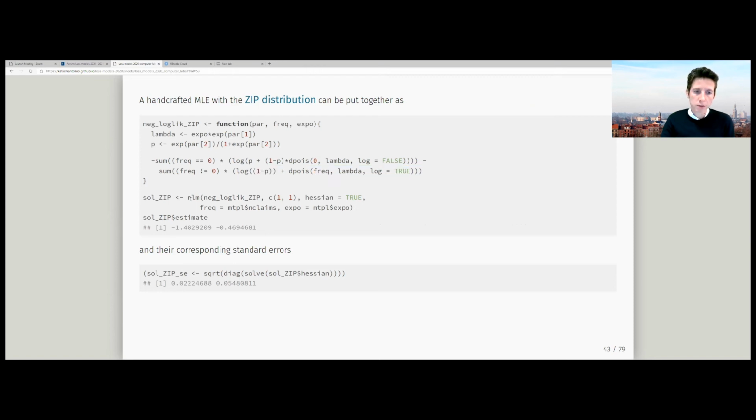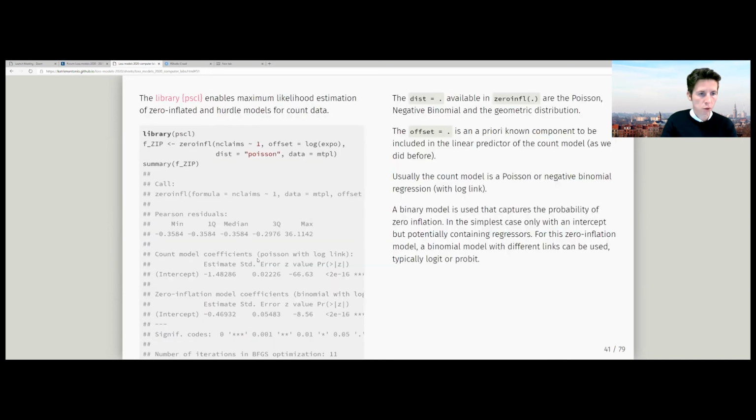And if I then ask the nonlinear optimization routine to do the optimization of this negative log likelihood, I see that I retrieve the following estimates here for par 1 and par 2, right? If I take the exponential, then I get the lambda from before. If I do this transformation over here, then I should get the same value as before. So we can check this: it's minus 1.48 and it's minus 0.469.